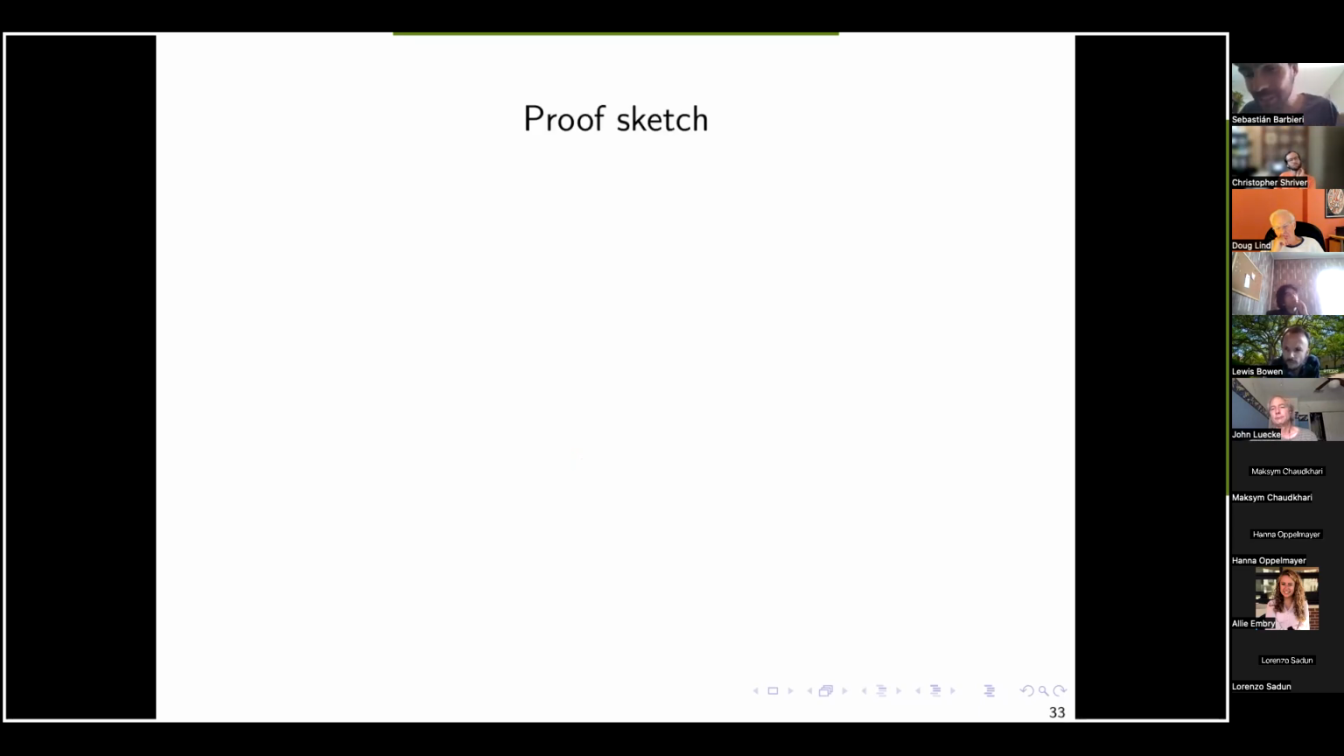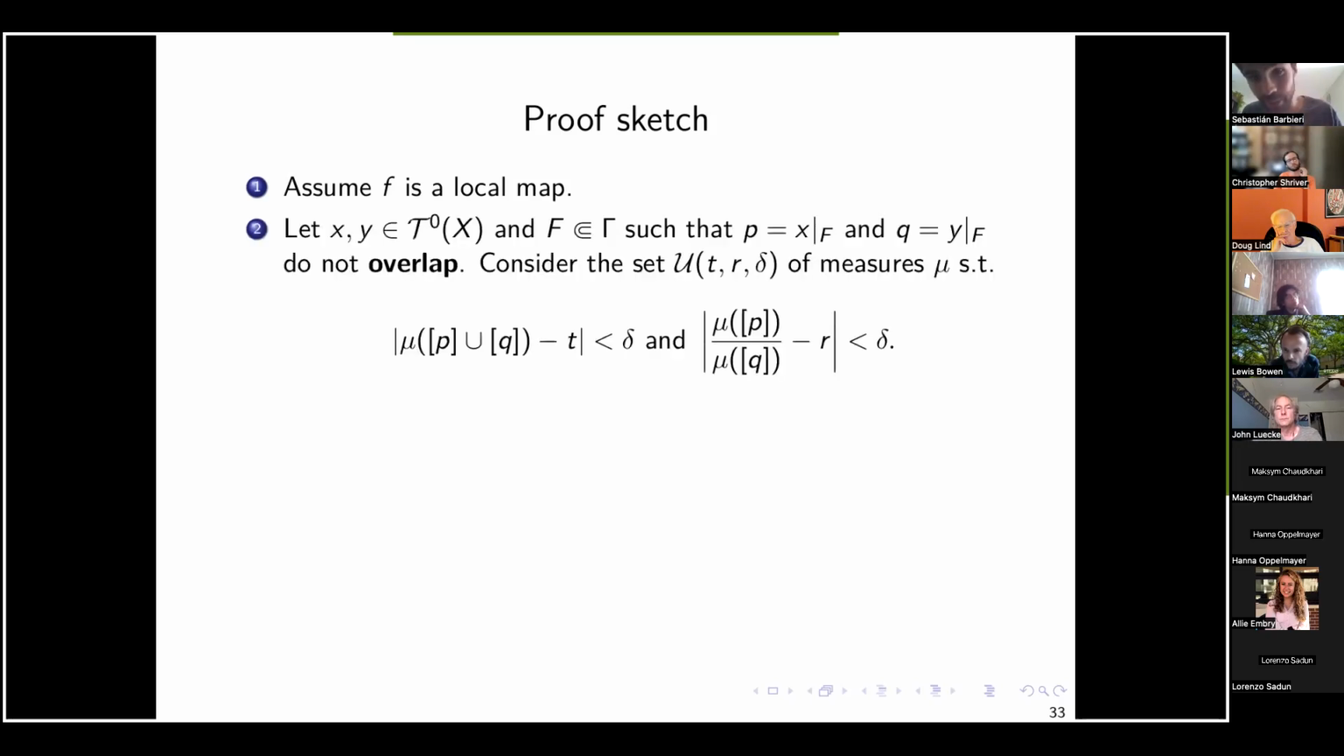All right, so I want to give you a very quick proof sketch. I'm going to hide a lot of details, but I just want to give you the main ideas that are hidden in this proof. The first is that I'm going to do the proof for a local map, supposing that f depends on finitely many coordinates. Then what I do is the following. I grab an asymptotic pair in the étale asymptotic relation and a finite subset such that the patterns x restricted to F and y restricted to F do not overlap and are exchangeable, right?